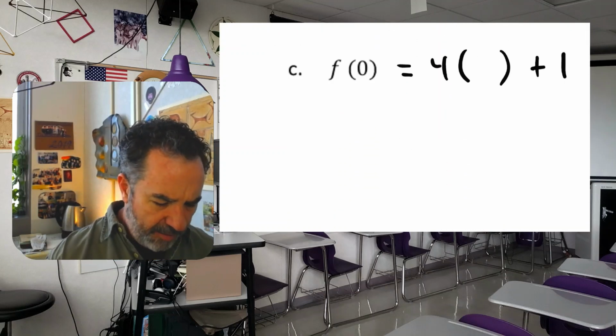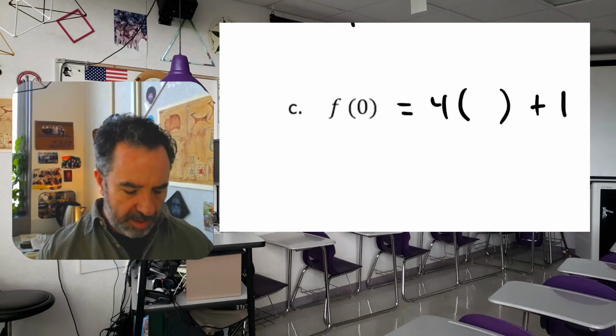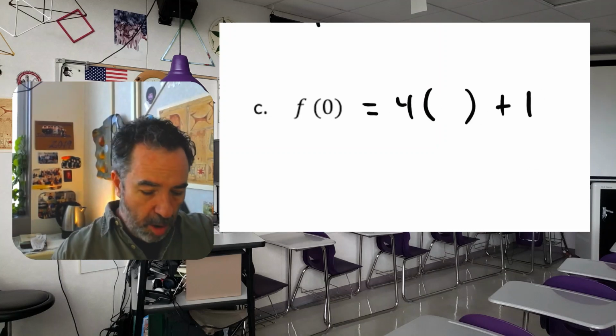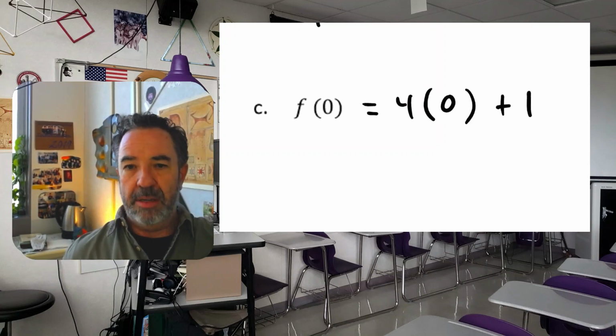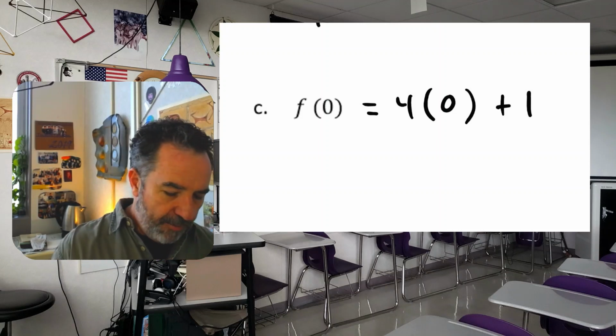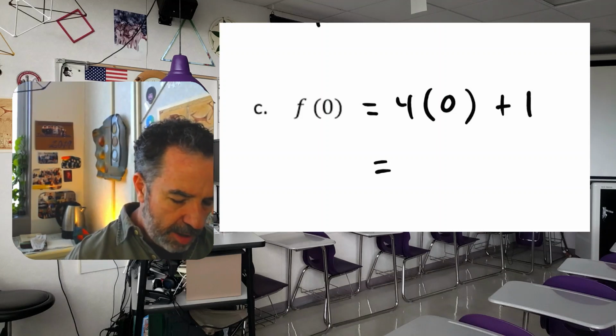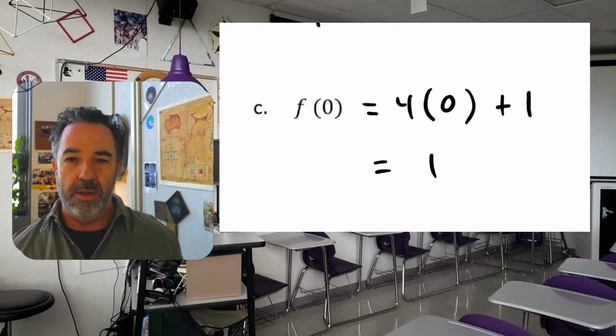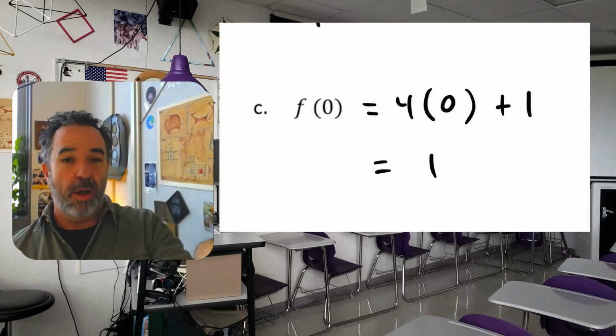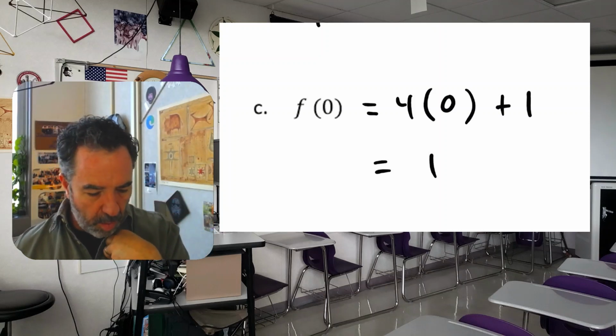The one below that, if I give the same function 0, what does it give me? Well, if I give it 0, I just put 0 into it. And 4 times 0 is 0, plus 1 is 1, right? So when I give this function f 0, it gives me back the number 1.